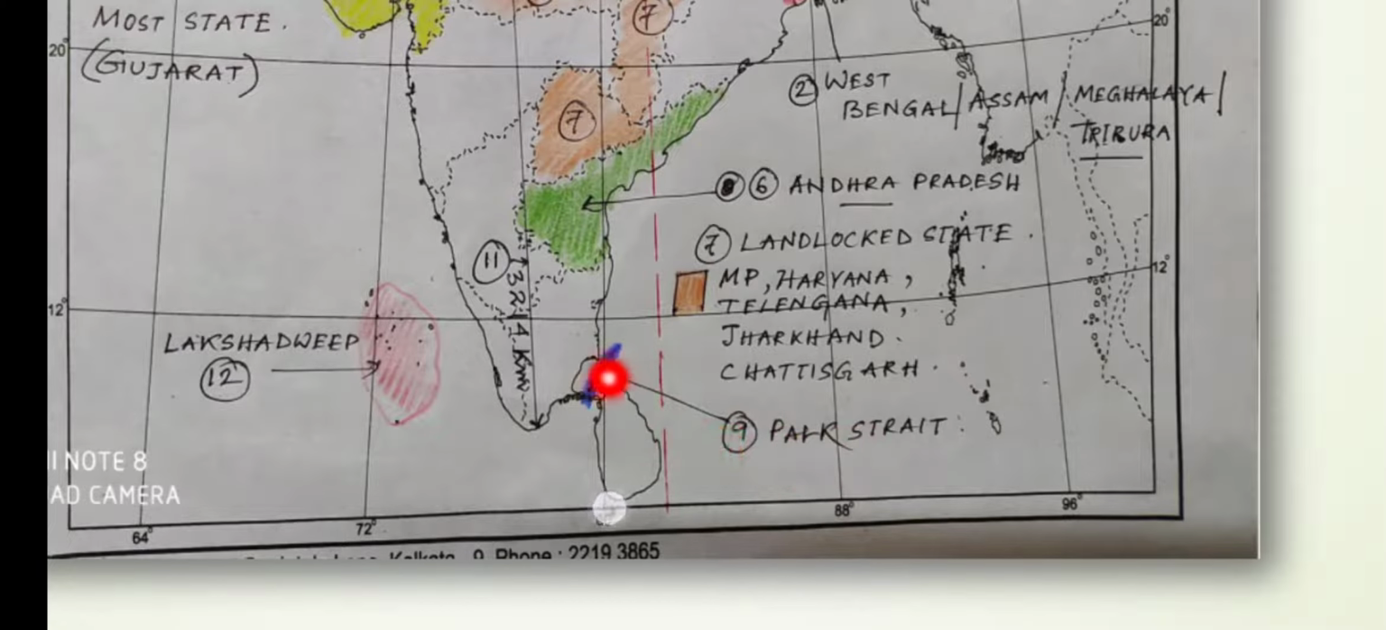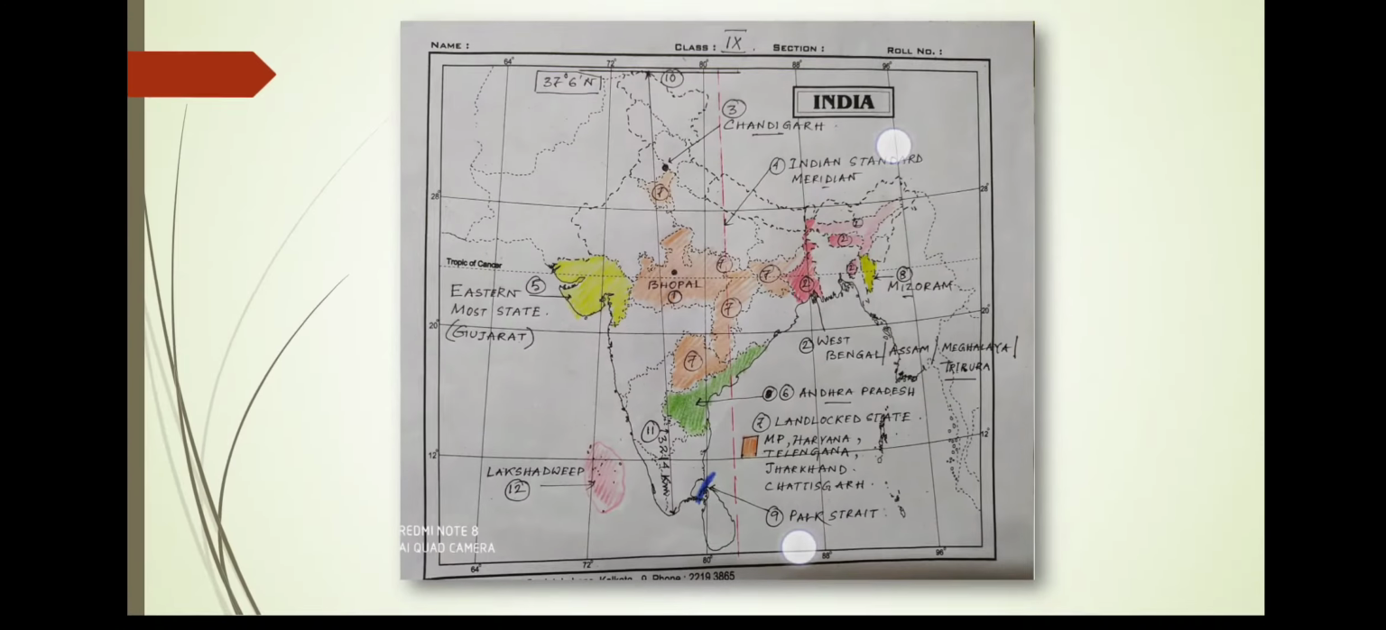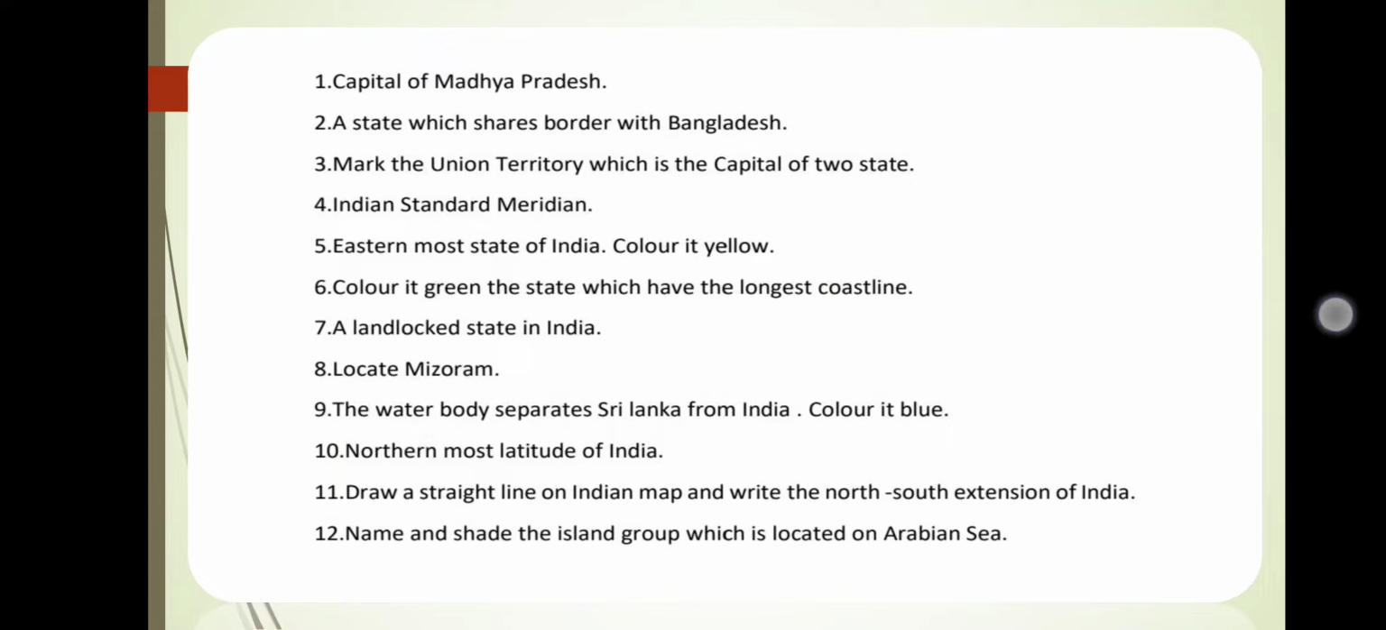It is Palk Strait. Another water body is also present over here, the Gulf of Mannar, but it is not required here. You will mark the Palk Strait, which separates India from Sri Lanka. So this is the answer to question number 9.